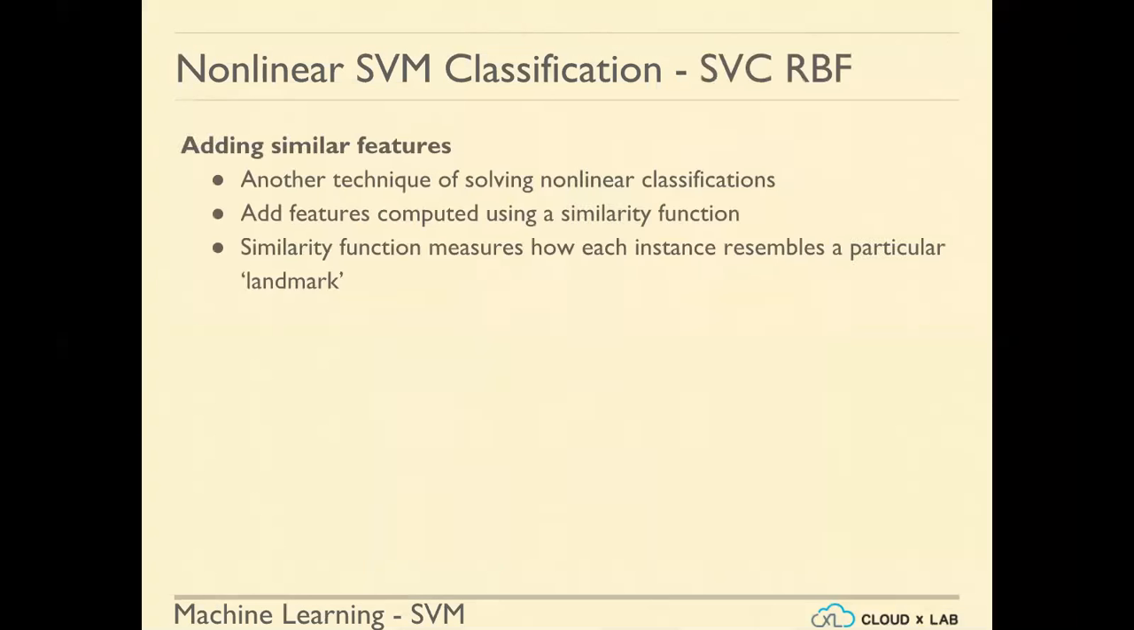Another technique of solving non-linear classification is to add features computed using a similarity function. Let me take a step back. What we learned earlier was that we could add polynomial features, like x1 square, x2 square, and so on. That is one technique. The other technique is to compute or add new features which are derived from existing columns, based on something called a similarity function.